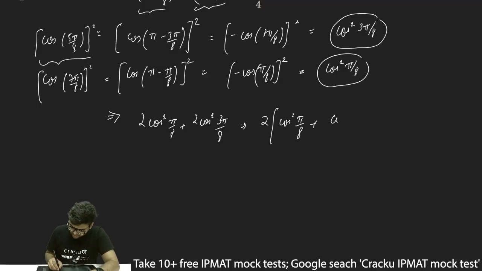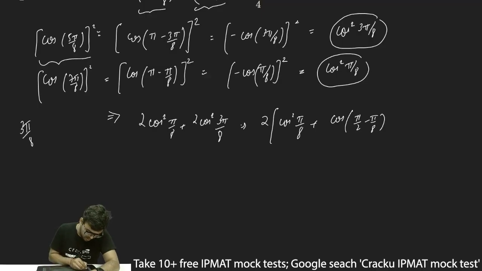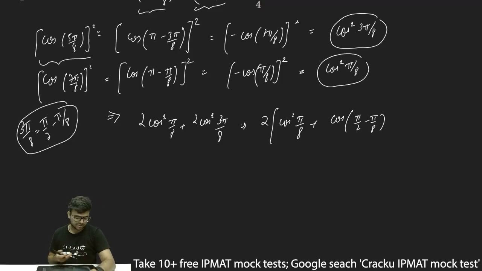instead of cos 3π/8, I can write cos(π/2 − π/8), because 3π/8 is π/2 − π/8, as you can just solve it. It is 4π/8 − π/8, which is 3π/8. So this is 2 times [cos² π/8 plus cos² 3π/8], and cos² 3π/8 can be written as cos(π/2 − π/8) whole squared.